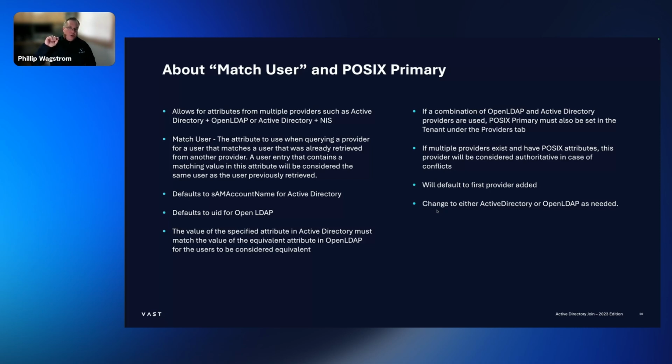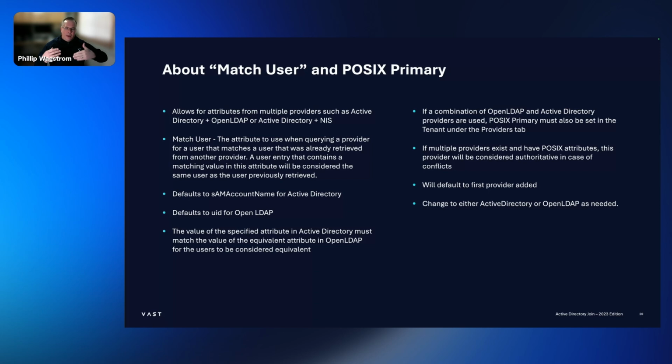But if I have only my Windows SID and things like that in Active Directory, but I don't have a Unix UID number at all in Active Directory, and I need to get that from OpenLDAP, I need a method to say, hey, this user over here in Active Directory is this user in OpenLDAP. And we do that using the match user variable. So the match user variable defines an attribute whose value is going to match the equivalent match user attribute in the other provider. So the defaults here are going to be SAM account name for Active Directory and UID for OpenLDAP.